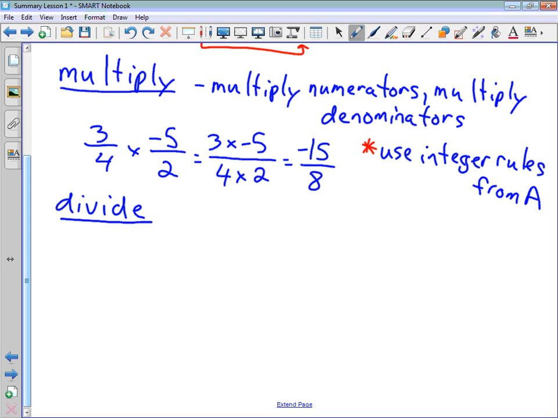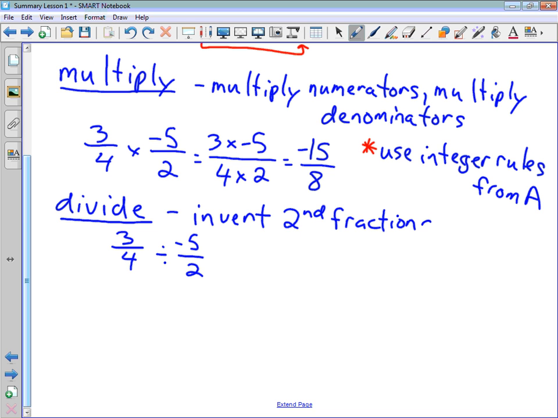I might do something like divide fractions. So if I've got something like 3/4 divided by -5/2, what is my rule? Invert second fraction and multiply. And I might just say x instead of writing out the word multiply there.